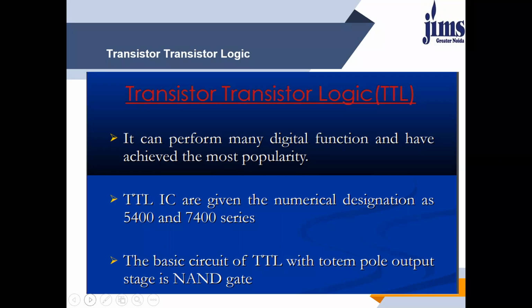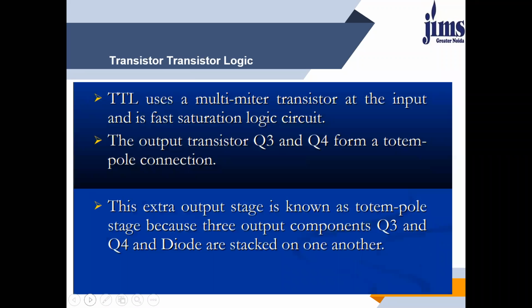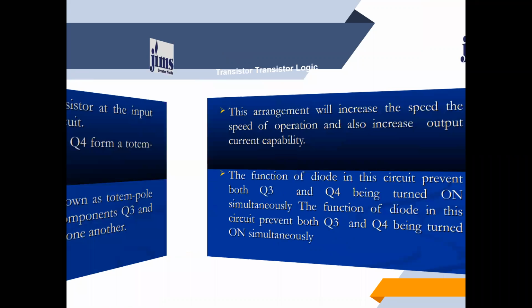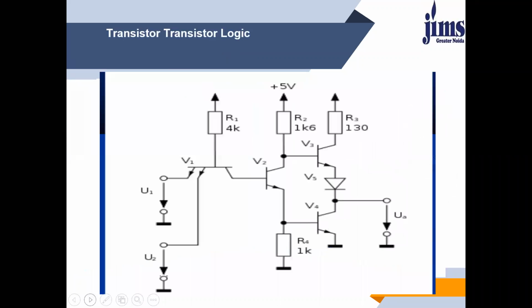The basic circuit of TTL with totem pole output single stage is usually the NAND gate. And what is the number of the NAND gate IC? 7400 or 5400. So for TTL, first we check the circuit diagram here. This is the circuit diagram of a TTL circuit. In this, we are using multiple inputs, multiple emitters.